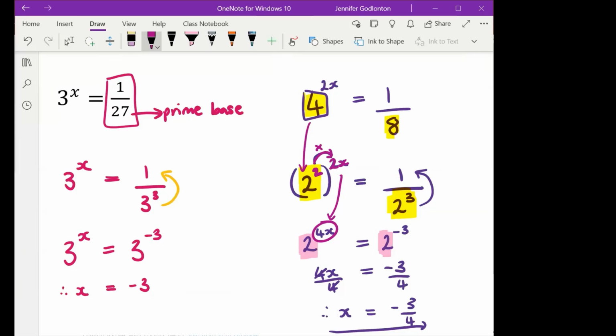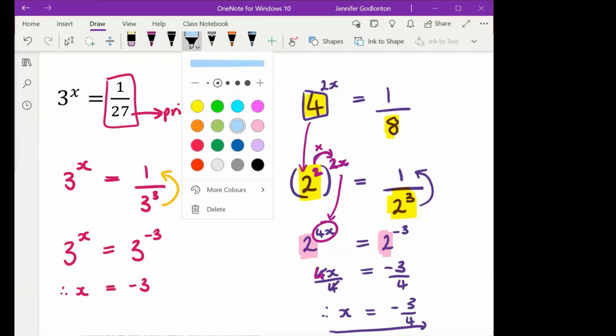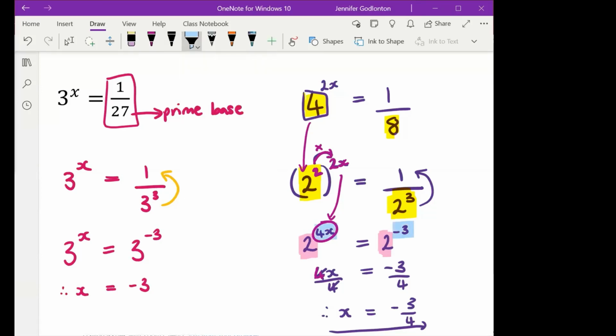No, ma'am, like the one below that. This 4. Yes, ma'am. Okay, that 4 is just looking at these exponents. That's just looking at this guy, that 4x, and that -3. So when our bases are the same, then our exponents are those two exponents. So 4x is equal to the -3. Thank you. No problem.